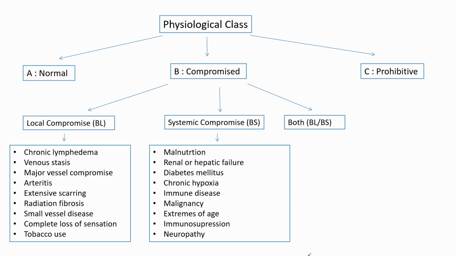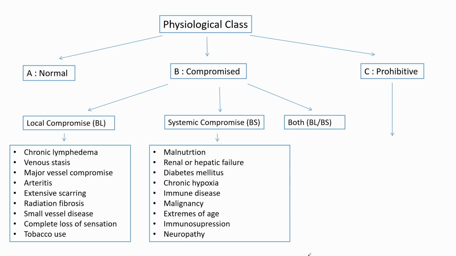Chronic diseases are usually the causes of systemic compromise. The examples are malnutrition, renal or hepatic failure, diabetes mellitus, chronic hypoxia, immune disease, malignancy, extremes of age, immunosuppression, and neuropathy. The third type is both, in which there is both local and systemic compromise.